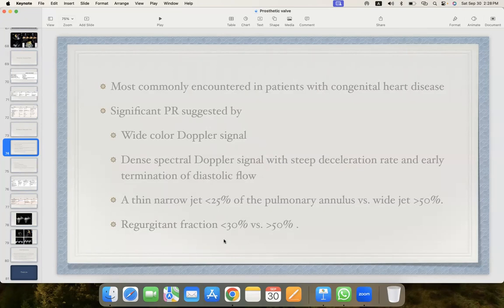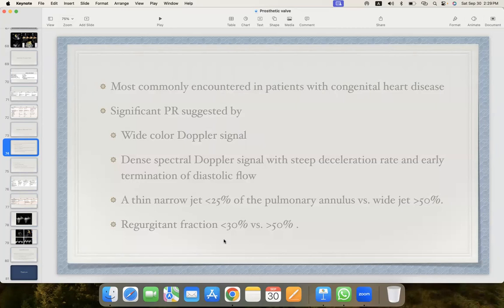The other thing that would be very helpful, and I always remind the echo technician to try to get these images for us, is the reversal of the pulmonary artery. The reversal of the pulmonary artery, usually we see it in the patient with a significant pulmonary regurg. So you can do both. From the short axis, you can check the reversal from the trunk of the pulmonary artery, and then from the branches.